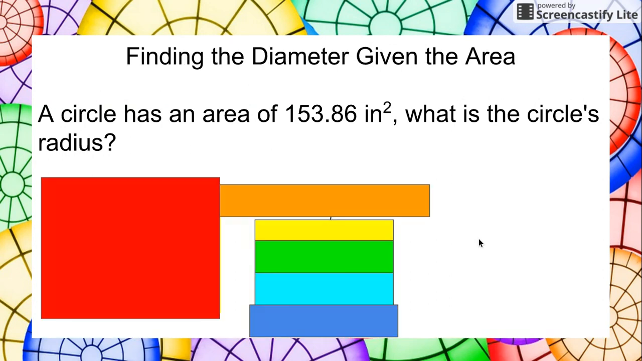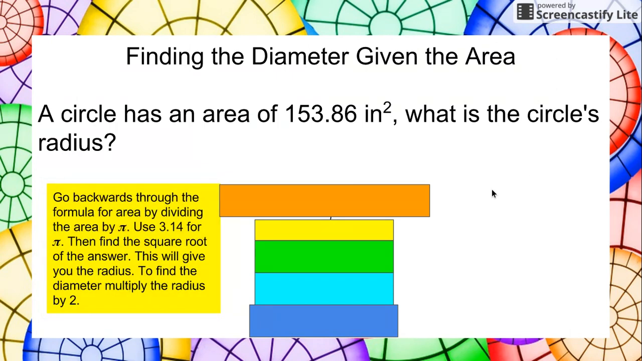The last type of problem you might run across is if you want to find the diameter given the area. This you're going to do just like the last problem, except in the last step, you're going to multiply by 2, because the radius doubled is the diameter. So if you have a circle that has an area of 153.86 inches squared, what is the circle's diameter? Not radius, this should say diameter.